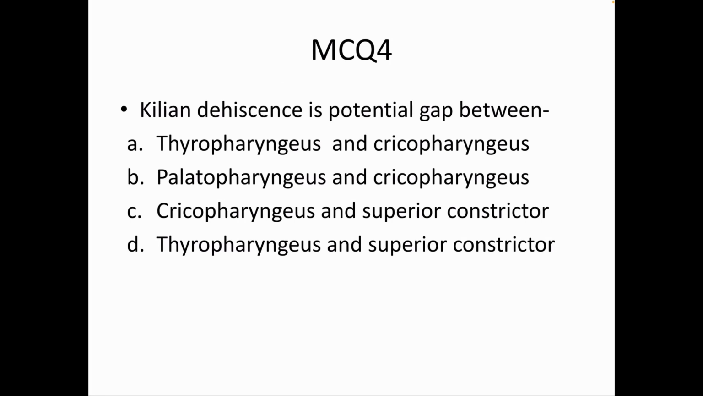Killian dehiscence is a potential gap between. We have seen there are oblique fibers of the thyropharyngeus and longitudinal fibers of the cricopharyngeus, and in between there is a gap which is known as Killian dehiscence. So thyropharyngeus and cricopharyngeus, this is going to be our answer.